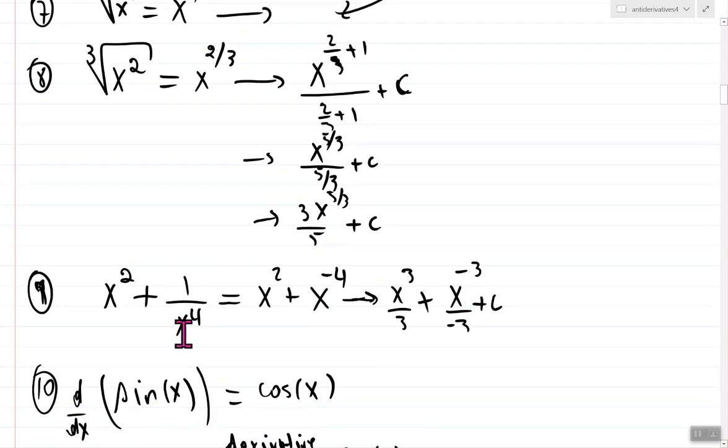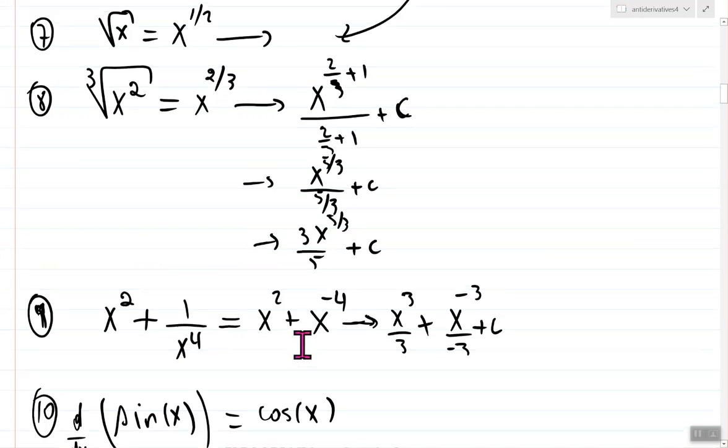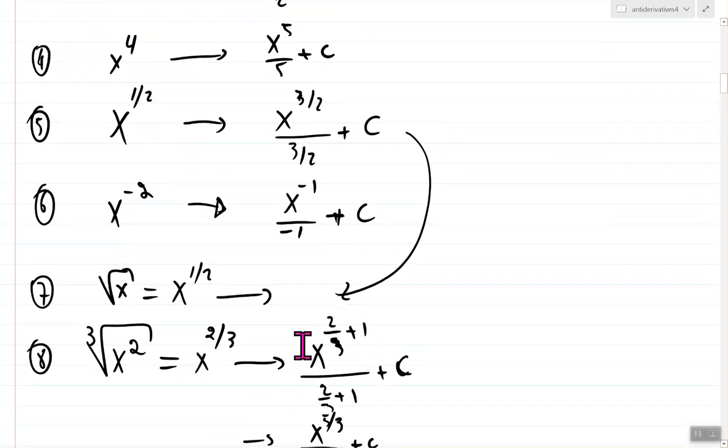You can also find the antiderivative of a sum, which is the sum of antiderivatives. So you will find the antiderivative of x squared, which will give you x cubed over 3. And then for the term 1 over x to the 4th, to find its antiderivative, you have to rewrite it as x raised to negative 4 first. Because to find the antiderivative, you need x raised to the nth power.